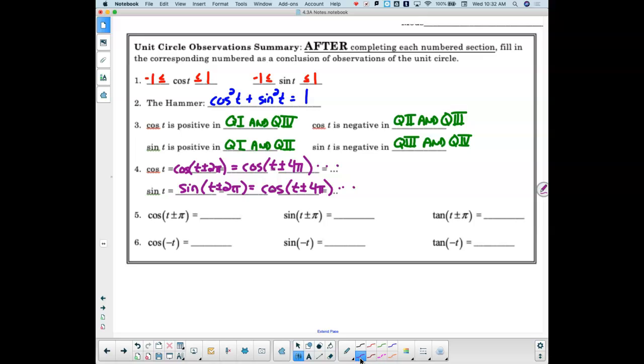So this one should have been negative cosine of t. This should have been negative sine of t. And tangent stays the same. Okay. Because if you think about it, tangent on the other side would be negative sine divided by negative cosine, which is just going to be sine divided by cosine, which is the same.